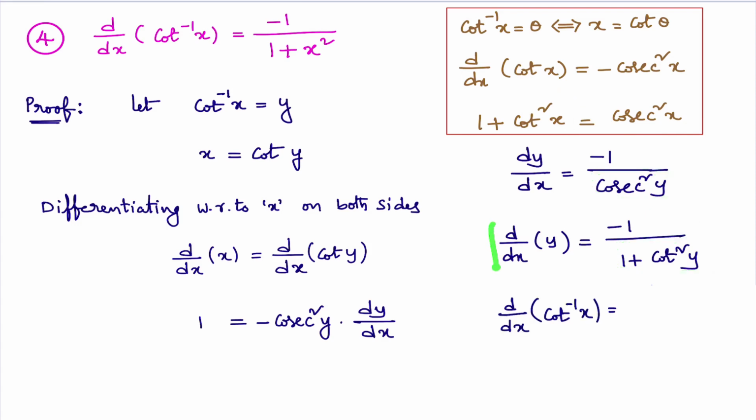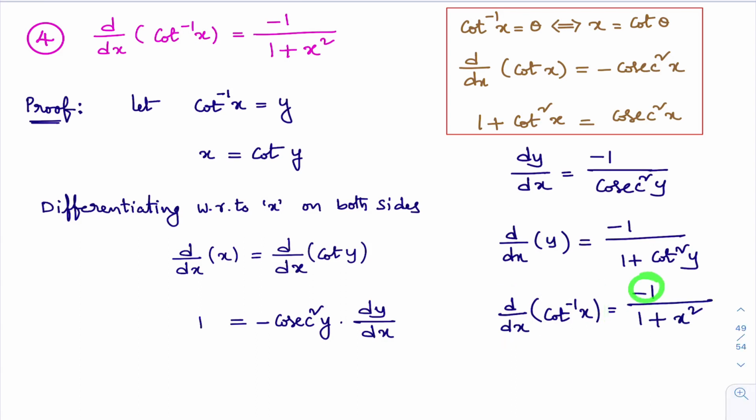D by dx of y. Here y is there. Now what is y? In the beginning we know what y is. Y is cot inverse x. So here in place of this y, I will write cot inverse x, because I know y is nothing but cot inverse x. Here on the left hand side I got d by dx of cot inverse x.